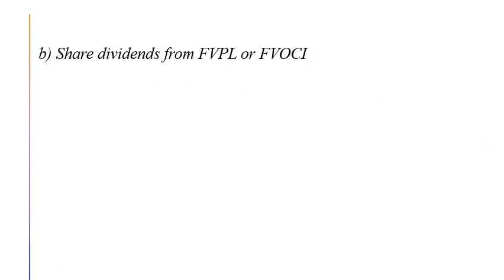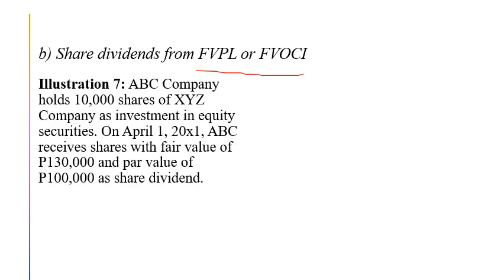But if the share dividends are coming from investments in FVPL or FVOCI, there's a different accounting treatment. Assuming that ABC company owns 10,000 shares in XYZ as investment in equity securities, and then ABC receives shares with fair value of 130,000 and par value of 100,000 as a share dividend. In this case, there would be a journal entry.